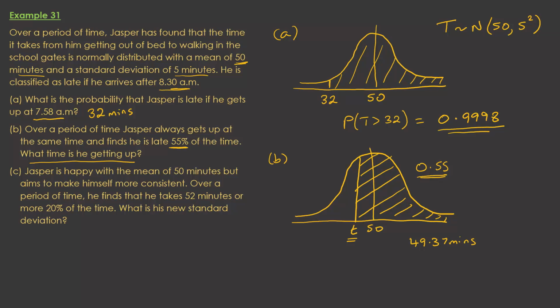So we need to count that back from 8:30, which is when he would be late. So we're going to take that amount of time off of that. And so he's going to be getting up at approximately 7:41.